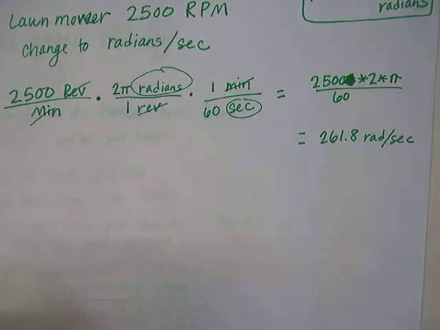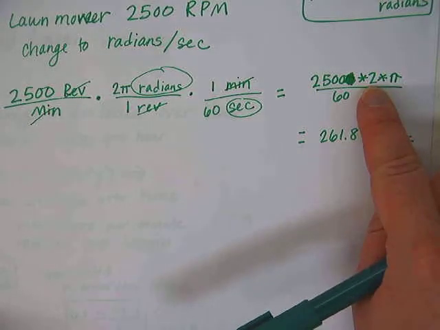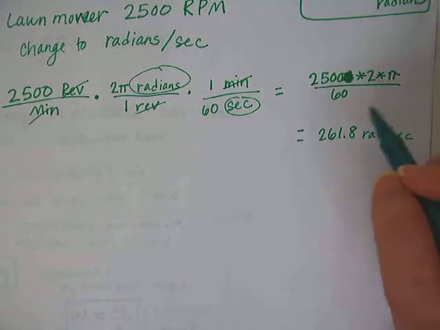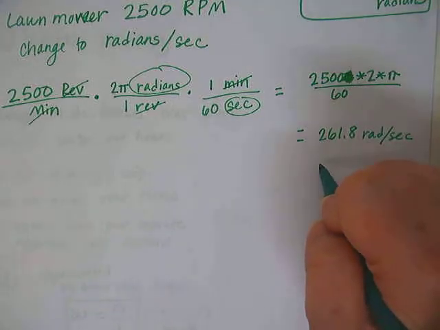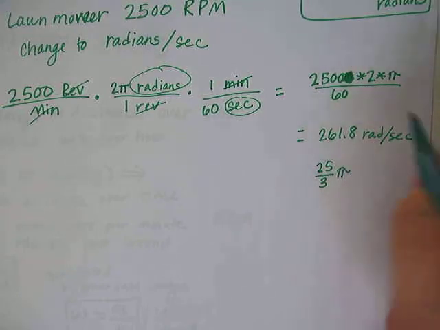Could you also leave that in terms of pi? You could. So try doing this for me. Just do 2,500 times 2, so that's 5,000 divided by 60. Now what do you get? We still get a decimal. Okay, so it might be best to leave it, what is 8.33? 25 thirds? Is that right?